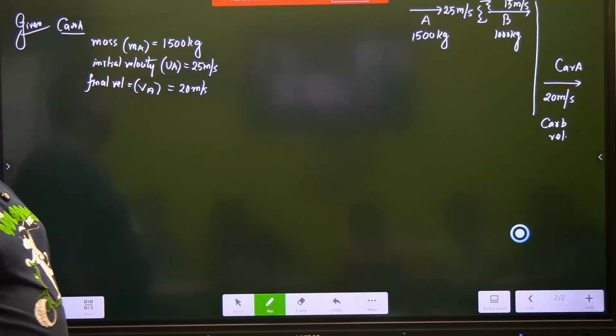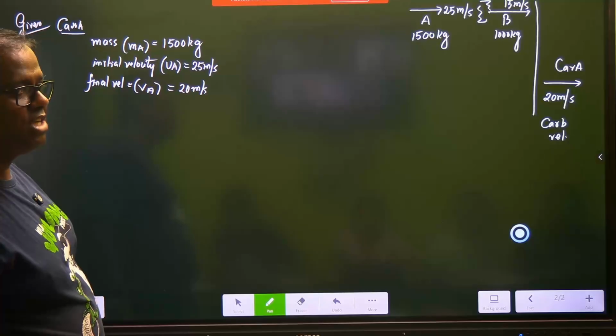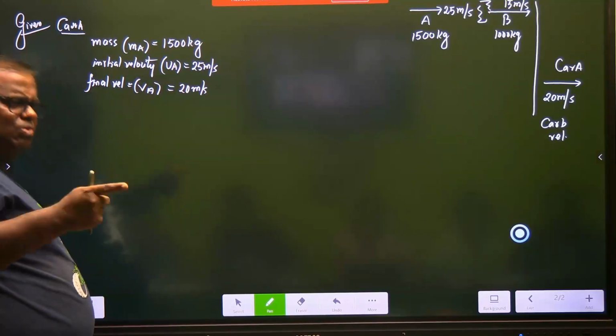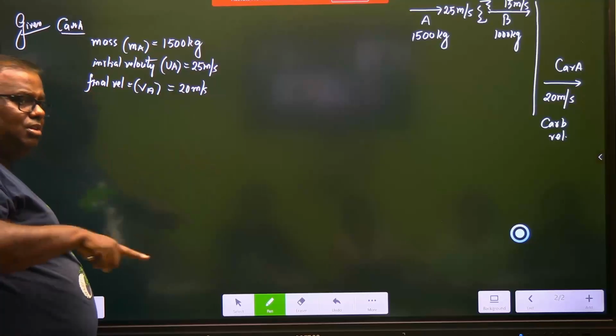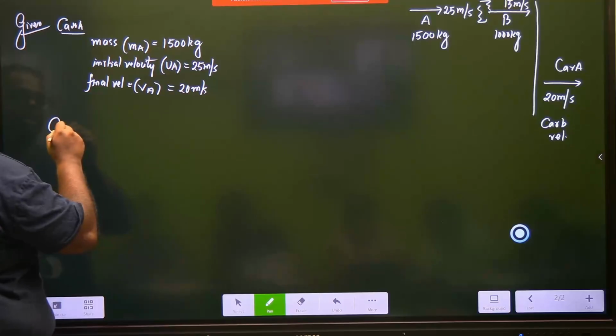Car A has slowed down. If you see, look at the beauty of the problem. Car A has slowed down. That means car B will pick up speed. Imagine in a carom board, when the striker slows down, the coin picks up speed. Okay, so let's see the data for car B.